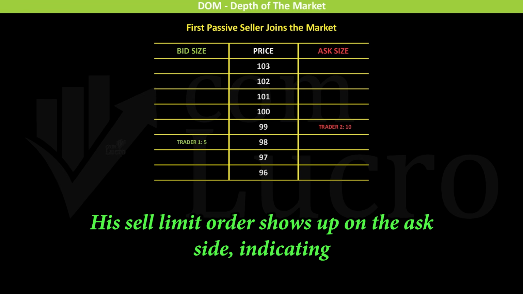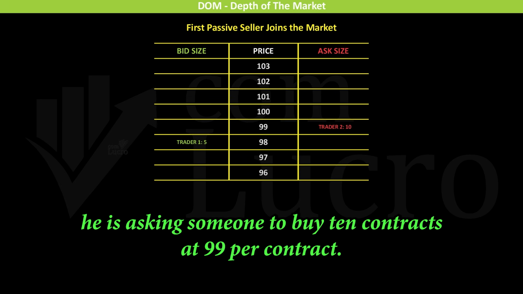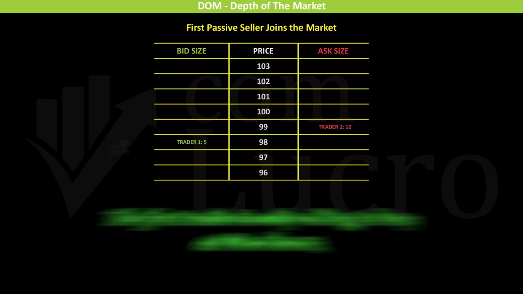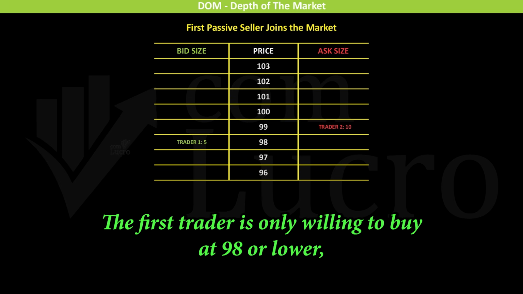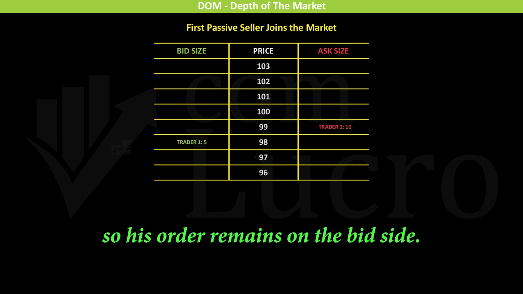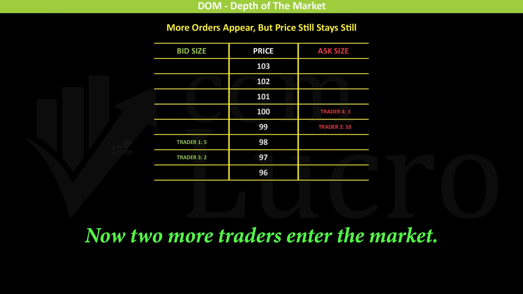His sell limit order shows up on the ask side, indicating he is asking someone to buy 10 contracts at 99 per contract. The first trader is only willing to buy at 98 or lower, so his order remains on the bid side. Now, 2 more traders enter the market.